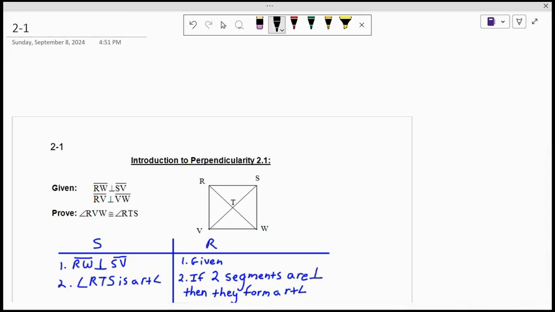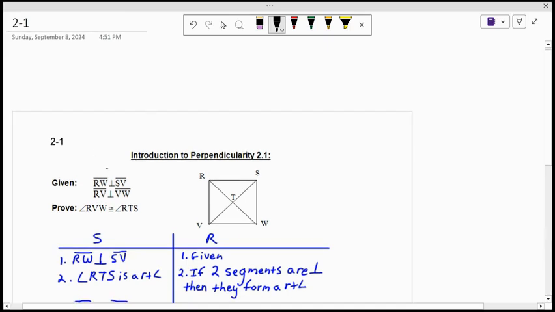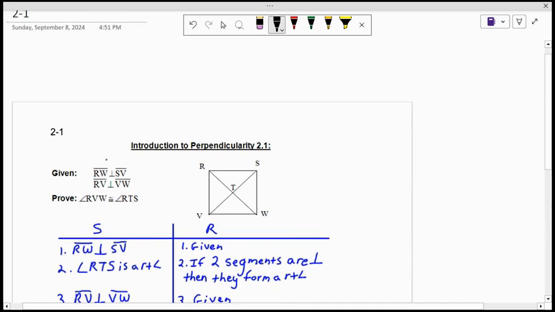So today we're looking at 2-1 is the page we're going to start with, which is our introduction to perpendicularity. The first thing we need to talk about is just this symbol, which is like an upside down T. That is the perpendicular symbol. This symbol means that the two lines, two segments, whatever they may be, are perpendicular to each other. So you can see here in the given, the perpendicular statement. We have RW is perpendicular to SV, and RV is perpendicular to VW.